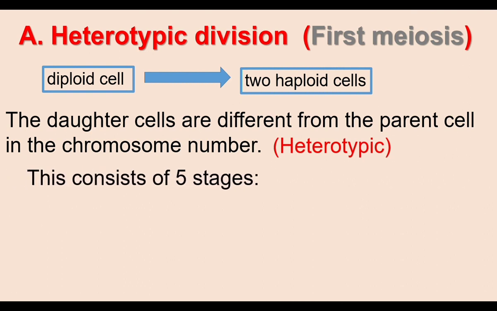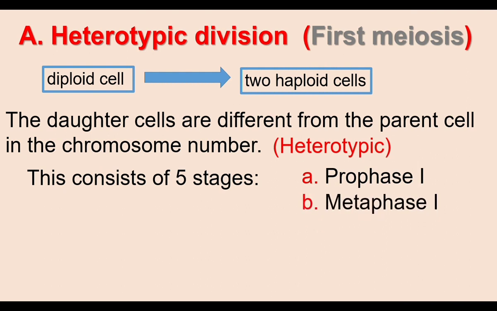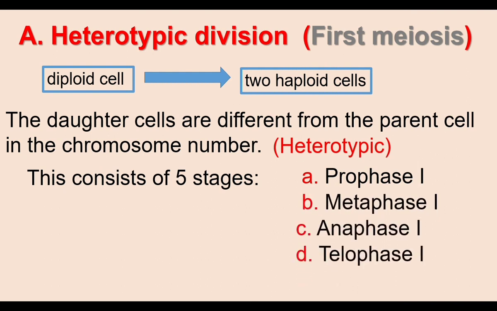Meiosis I consists of 5 stages: prophase 1, metaphase 1, anaphase 1, telophase 1. After telophase, the cytoplasm divides, that is cytokinesis. Let us see the stages one by one.